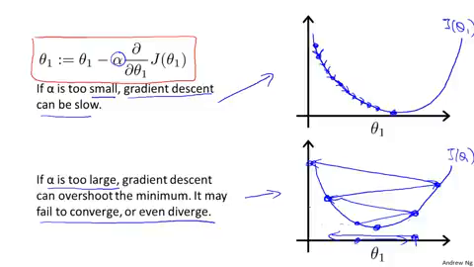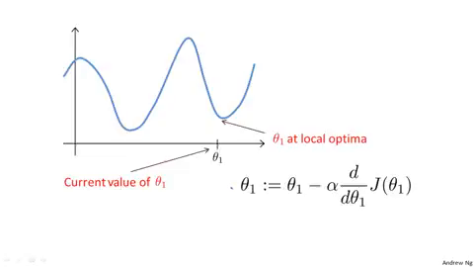Now, I have another question for you. This is a tricky one, and when I was first learning this stuff, it actually took me a long time to figure this out. What if your parameter theta 1 is already at the local minimum? What do you think one step of gradient descent will do? So let's suppose you initialize theta 1 at the local minimum. So suppose this is your initial value of theta 1 over here, and it is already at a local optimum, at a local minimum. It turns out at the local optimum, your derivative will be equal to 0.